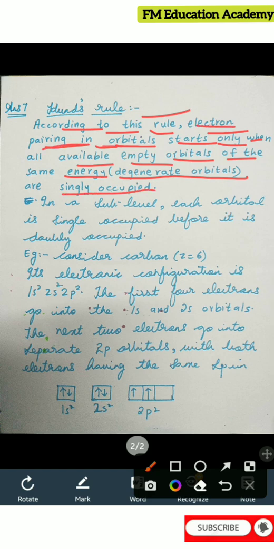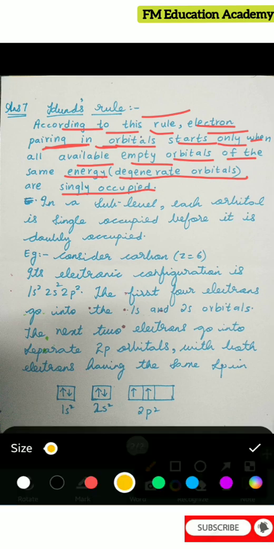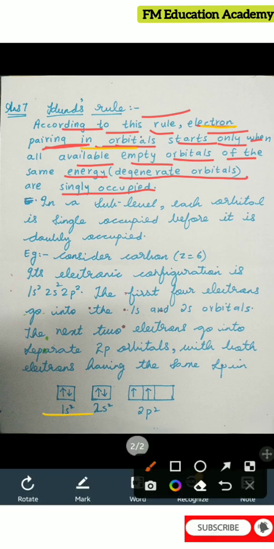That is the meaning of Hund's rule. Okay, I'll say once again. Here it says that we need to pair electrons in the orbitals, right? These which you see here are known as orbitals. So electrons will enter these orbitals only when the orbitals of the same energy are singly occupied first.